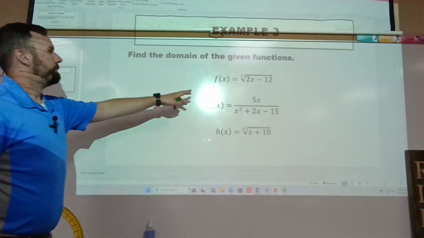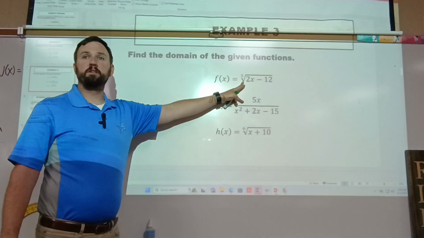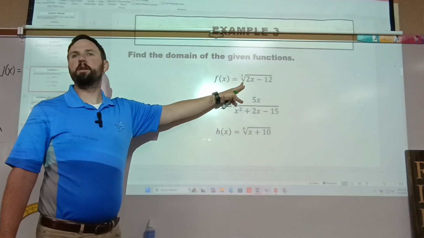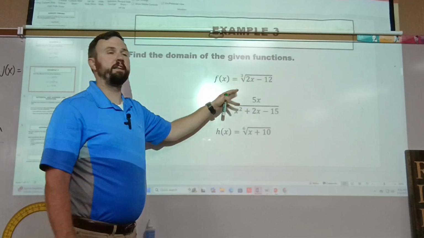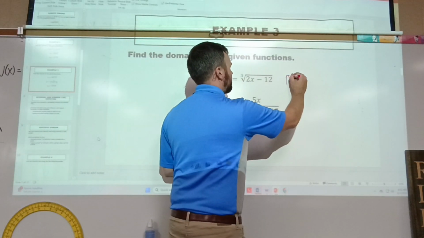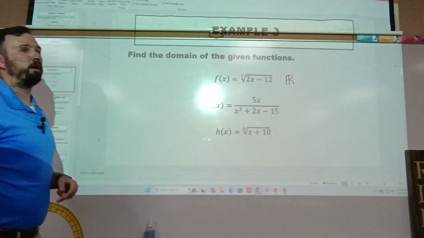Domain of these. Is that a square root function? It's a cube root. Do I worry about odd powers and odd roots? Never. That's odd. You guys are odd. All real numbers.